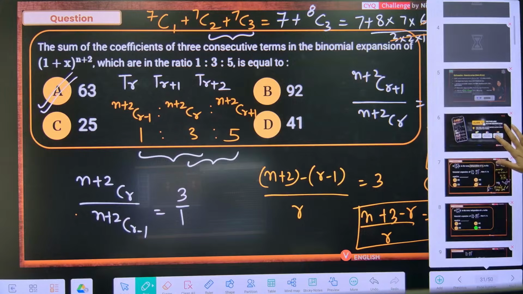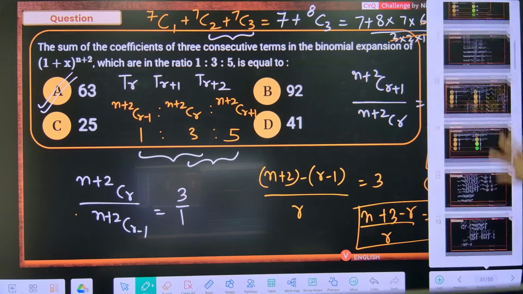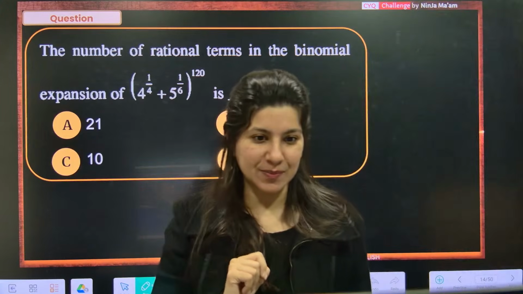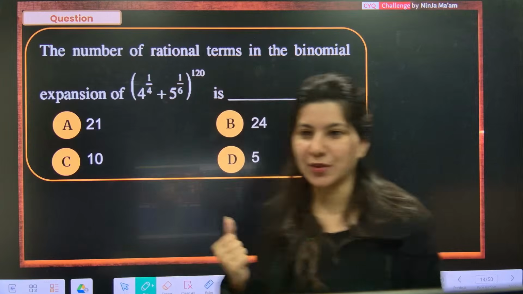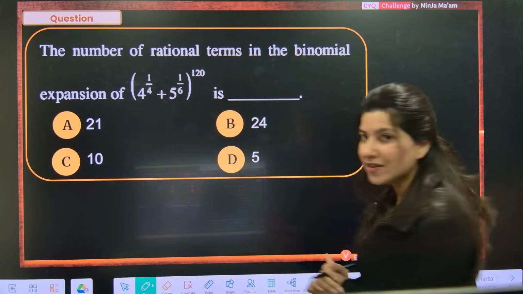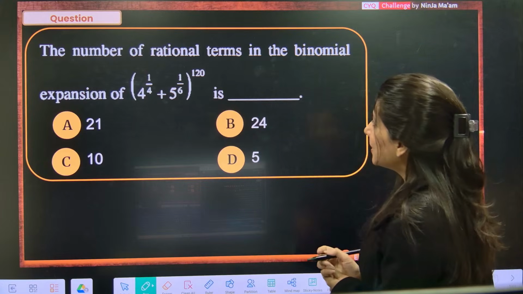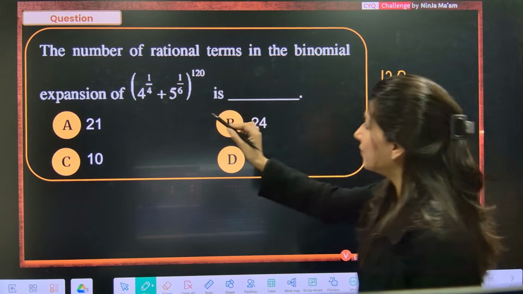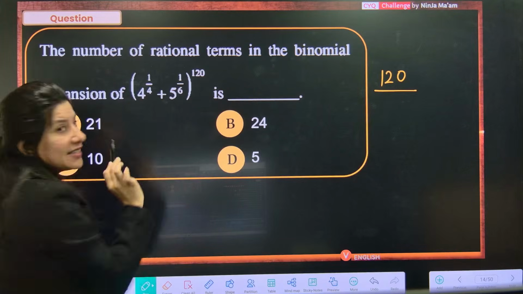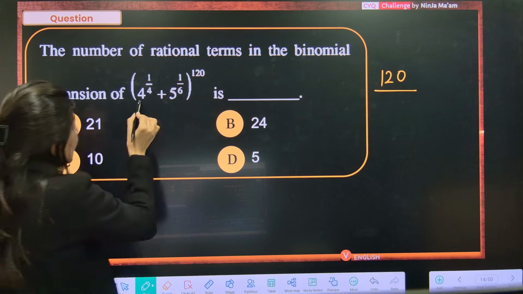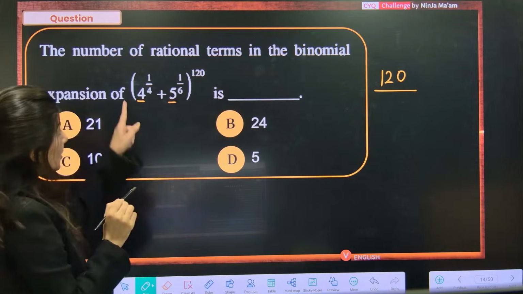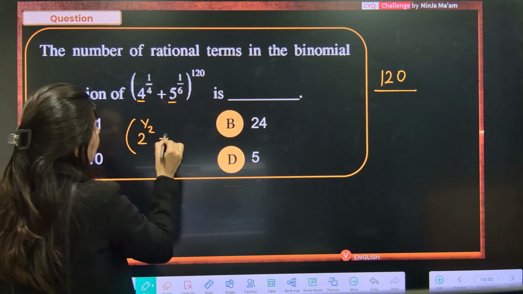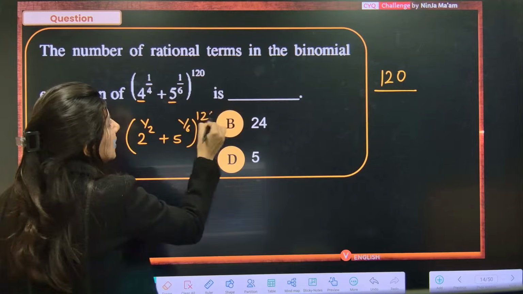Now let's switch the type and talk about the number of rational and irrational terms, and you will get a ninja technique. Whenever they ask the number of rational terms, it will be 120 upon the LCM of... First of all, right now you can't apply the ninja technique because it is applicable when these two are prime numbers. Right now 4 is not a prime number. So let's convert this 4 to 2 square. So can I write 2 power half plus 5 power 1 by 6? Now you can apply the ninja technique.